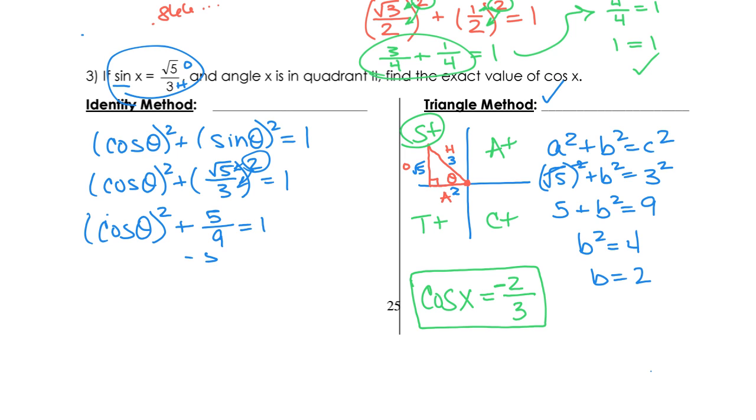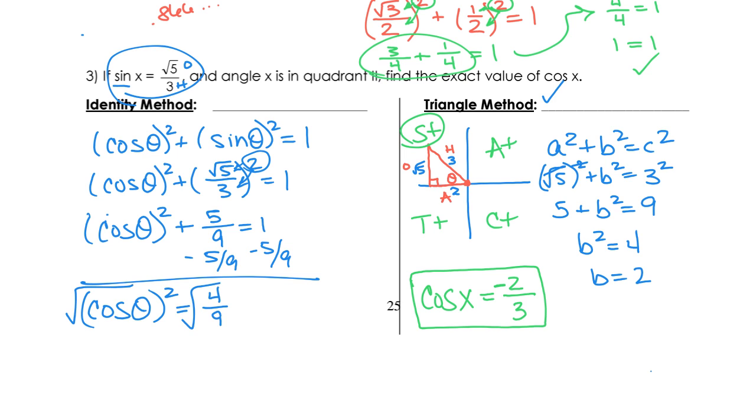We're going to go ahead and subtract 5/9, and we end up with cosine theta squared equals 4/9. 1 minus 5/9 is 4/9. To get rid of the square, we're going to square root both sides so that cancels. And we're left with cosine theta equals, now because you rooted both sides of the equation, technically this is plus or minus. The square root of 4 is 2, and the square root of 9 is 3.